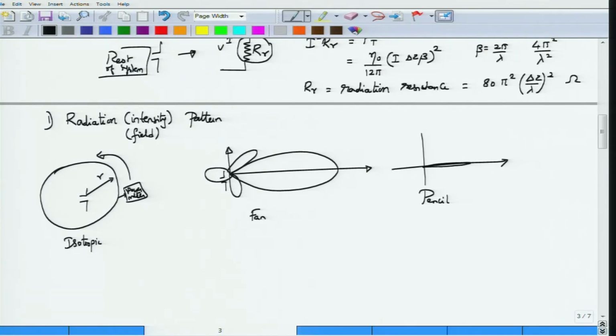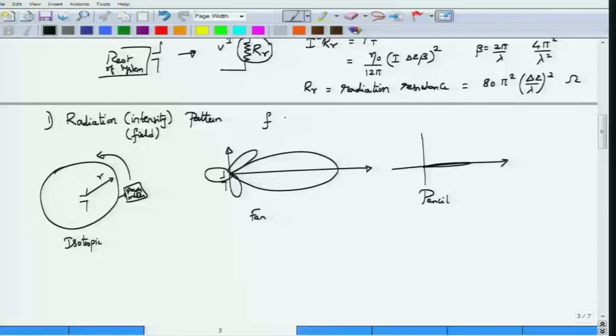So, this is what we actually mean by radiation intensity pattern: the power being a function of theta for a given value of R, and the power being a function of phi, is called the radiation intensity pattern. Sometimes you are also interested in the radiation field pattern, in which case you are interested in electric or magnetic fields, and accordingly you will have an electric field pattern and a magnetic field pattern. Again, these field patterns are simply some functions of theta and phi, at a given R.